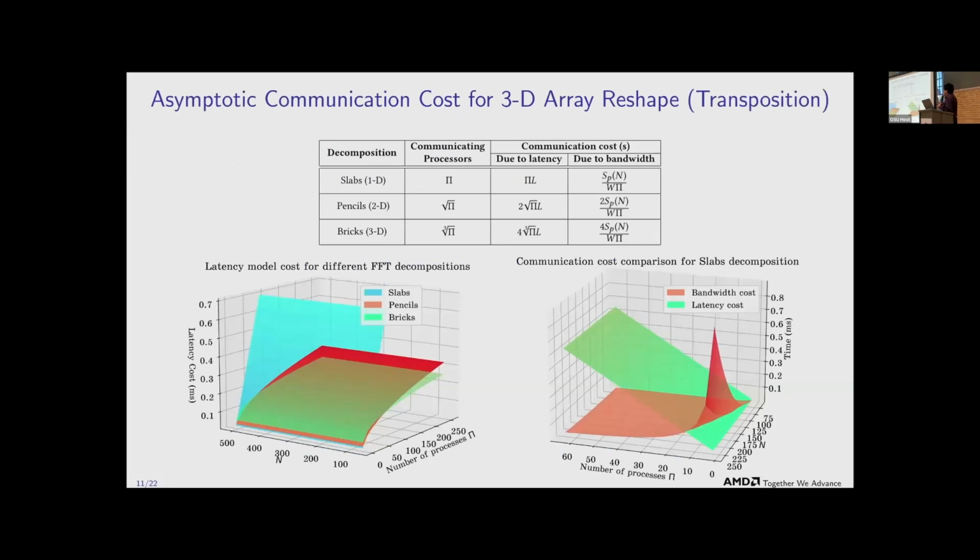So having these formulas, we can see what happens at scale. Here are the 3 cases, slabs, pencils, and bricks, and how many processors are intervening for the computation. So we have P, and then the square root and the cubic root, and the latency cost as well for each of these cases. So this is how they behave. At some point, the slabs are faster, but they don't scale well. It's well known that slabs don't scale well due to the limitations on the data that you have on the number of processors.